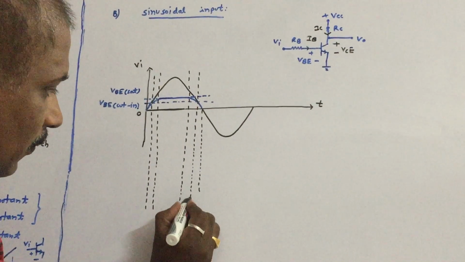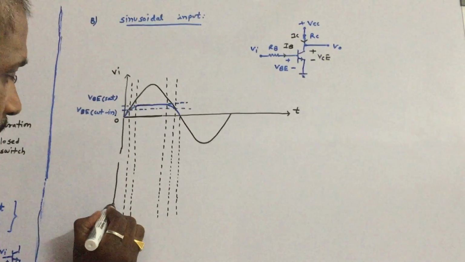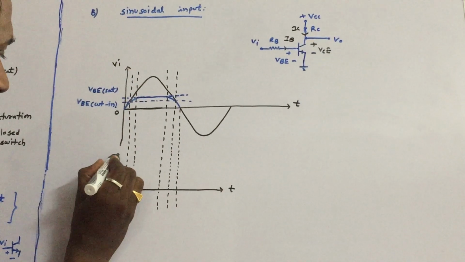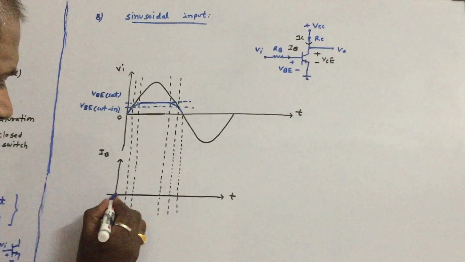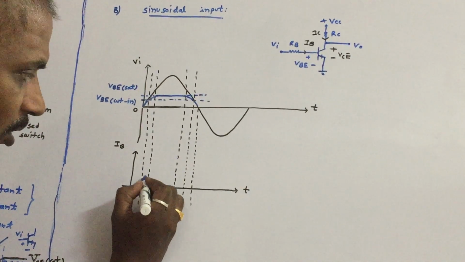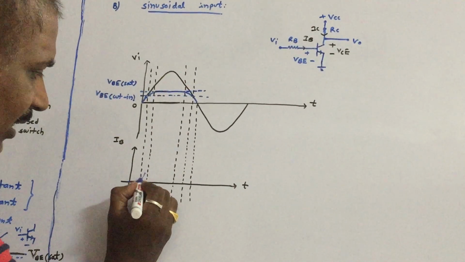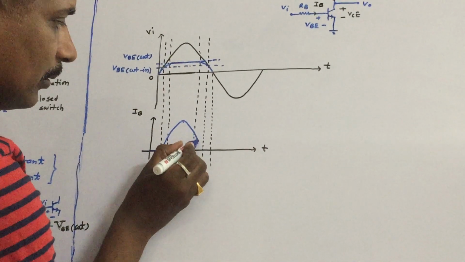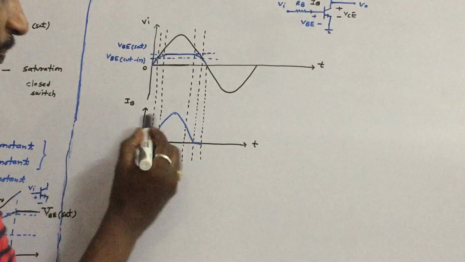Next one, the base current diagram. Let us draw the base current diagram, IB, against time. Till VBE cut-in, the base current is 0, as we have seen, since when the input voltage is less than VBE cut-in, the base current is 0. During this portion, the base current increases like this, and again during this region the base current becomes 0.